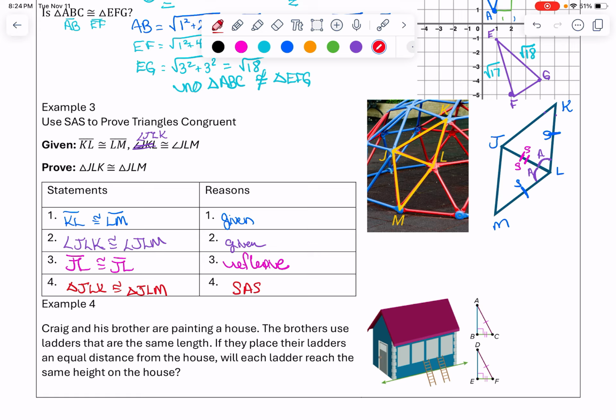Finally, in example 4, it says that Craig and his brother are painting a house, and the brothers use ladders that are the same length. So this ladder is the same length as this ladder. If they place their ladders an equal distance away from the house, if that distance away from the house is the same as the other distance away from the house, EC and EF are congruent to each other, as well as the two ladders, AC and DF, being congruent to each other. They want to know, will the ladders reach the same height on the house?